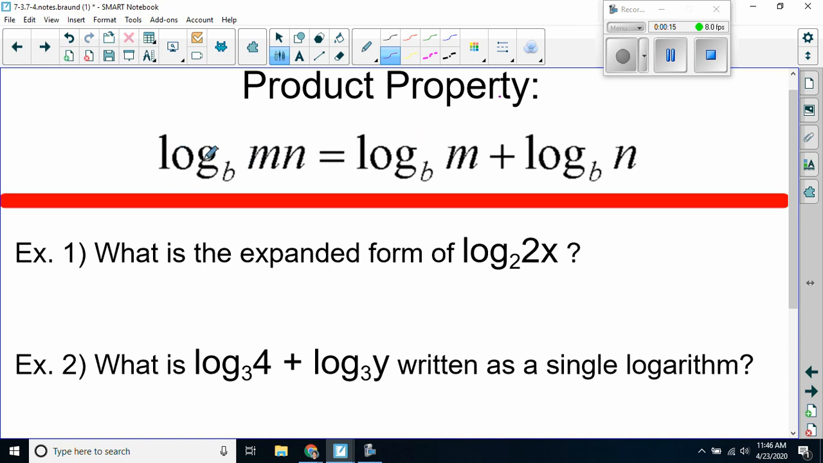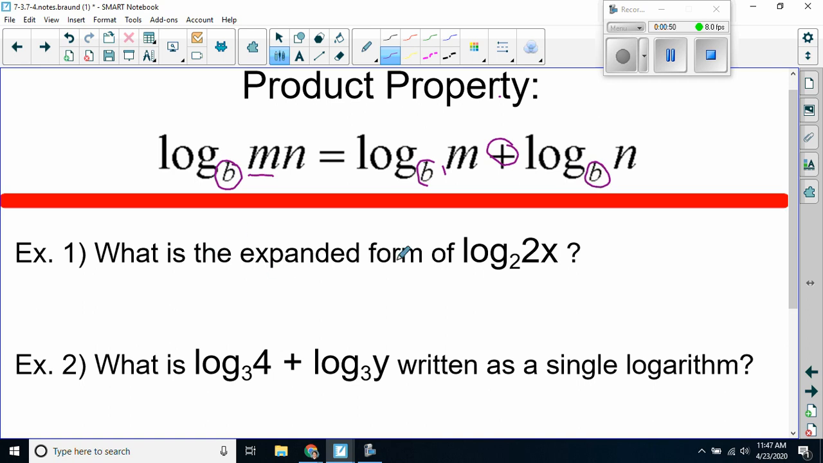What that says is that if I have the log of m times n, I can separate that to be log base b of m plus log base b of n. So the key here is that the base doesn't change. Remember, it's all about that base. Don't change it. Leave it alone. Then I'm going to say this m plus the log of this n. So the product property, just like in exponents, guys, anytime you multiply, it goes with addition, okay? So if I'm multiplying two things, I can separate it out by adding them.